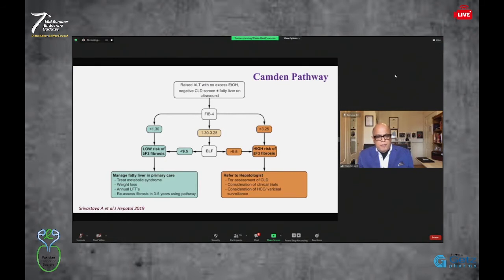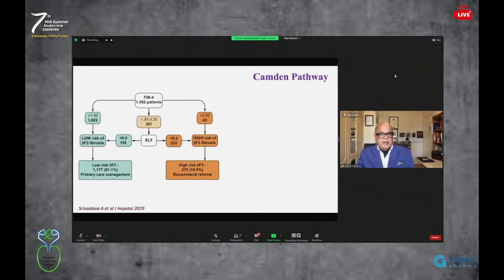In patients with a FIB-4 score of between 1.3 to 3.25, they have got elastographic measurements done, and if that's greater than 9.5, or if the FIB-4 score is greater than 3.25, then there is a high risk of F3 or greater fibrosis, and these patients are generally referred to our clinic or to a hepatologist for assessment of CLD, consideration for clinical trials, and we'll come to that later on in the talk, and considerations for hepatocellular carcinoma and varices surveillance.